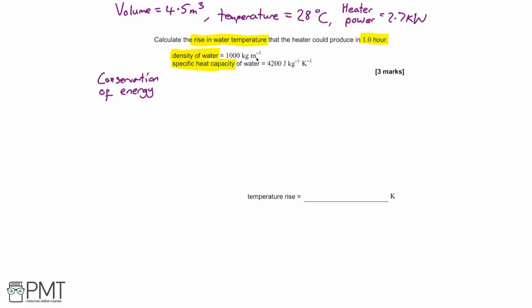Since we're told that the heater has a certain power and that it transfers energy to the water over a period of time, in this case 1 hour, it is suggestive of the fact that we need to use the power of the heater, P, is equal to the energy transferred divided by the time over which that energy is transferred. Therefore, we can rearrange this equation to get the energy transferred, E, as equal to P times T.